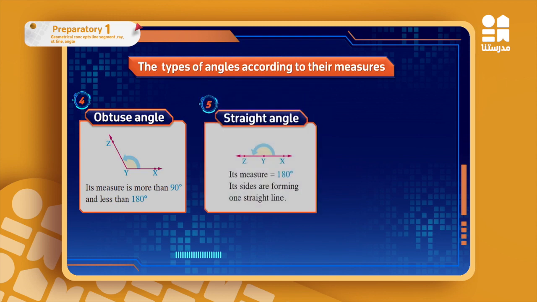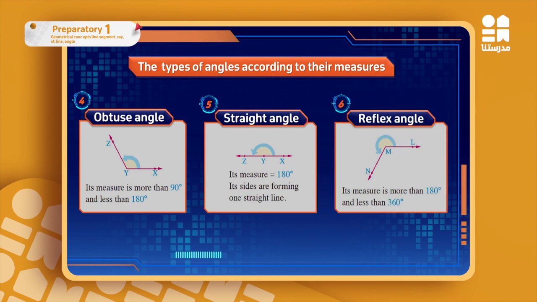The fifth is the straight angle. Straight angle means its measure equals 180 degrees. So actually we have a straight line. Straight line means it goes forever in the two directions. Number 6, reflex angle. Reflex angle is more than 180 and less than 360 degrees. So as you can see, LMN. We start from L, then move till N. We moved more than 180 degrees, more than the straight angle, so I have a reflex angle.